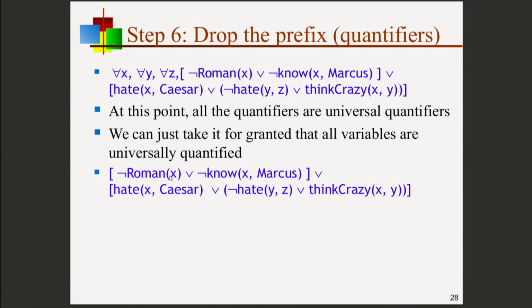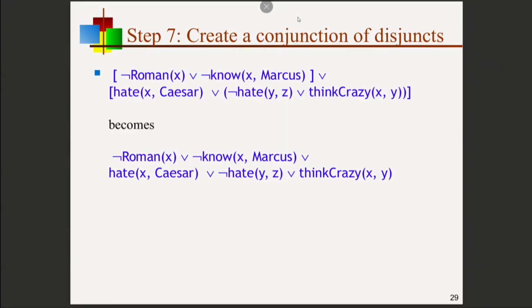So, we get this as a result: not Roman of x or not know and so on until think crazy. In step 7, we are going to have a conjunction of disjuncts, and we will be using the distributive law if required. Here, this is the result of the previous step, and if you just remove the brackets, because this is straightforward, without the distributive law itself we get this as a result. We are almost at the 9th step.